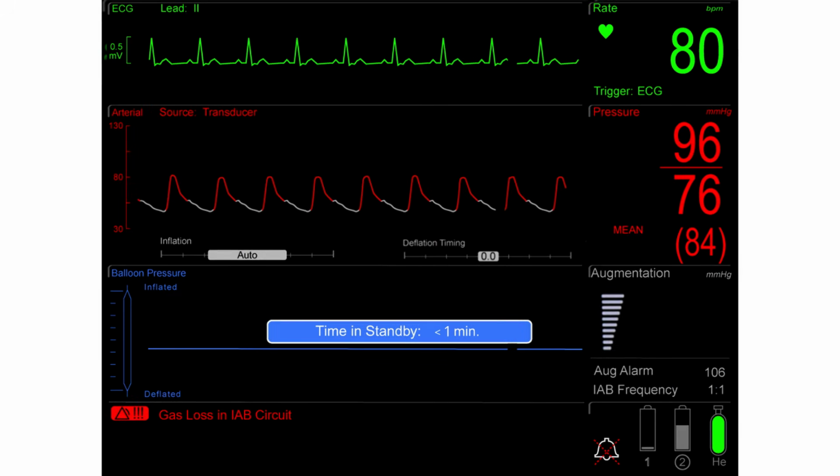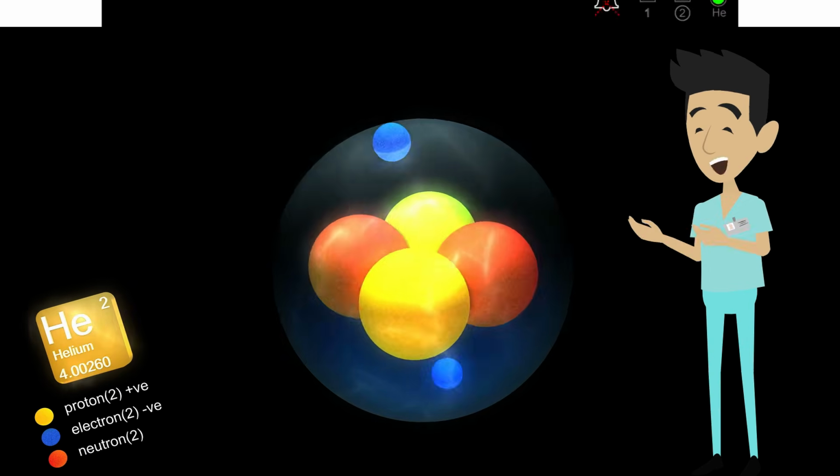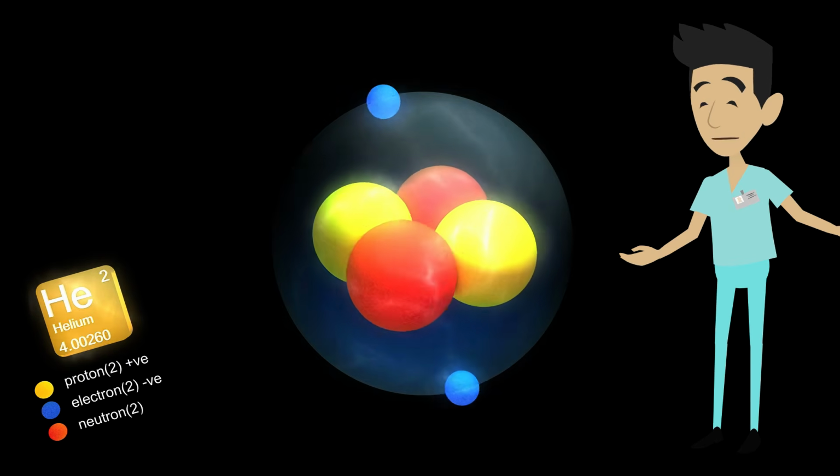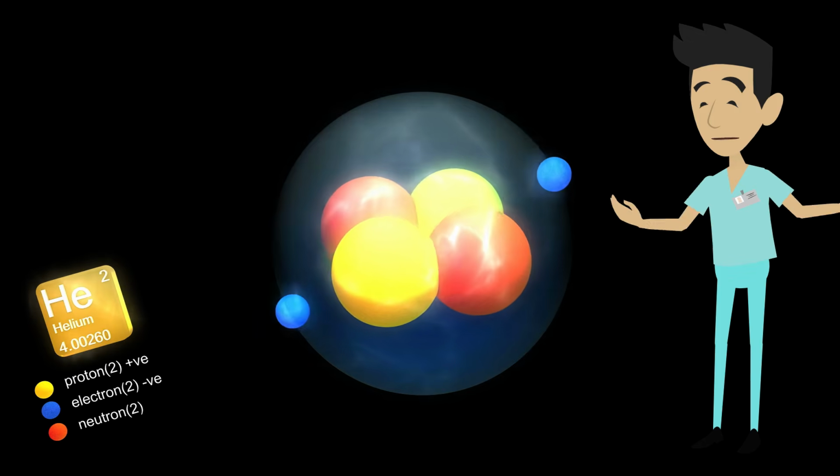When this alarm appears, the pump will stop pumping. You will see the standby banner displayed on the monitor screen along with the loss of the balloon waveform and augmentation value. To understand why this alarm occurs, let's take a closer look at how helium gas behaves in the IAB circuit. Medical-grade helium is used to inflate and deflate the IAB catheter.